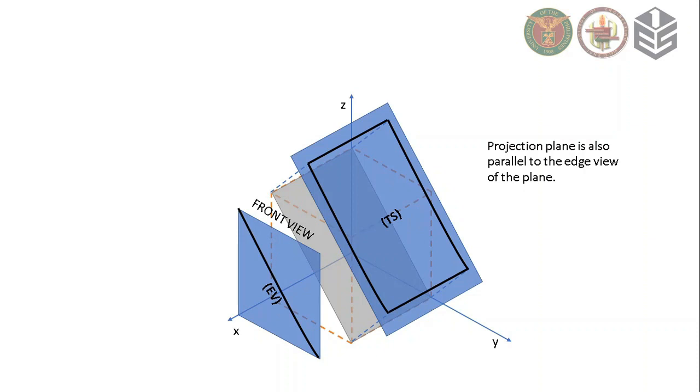Also, observe that the projection plane that will give us the TS is parallel to the edge view of the plane. So this projection plane is parallel to the edge view of the plane. Take note of this as we will be using this in drawing planes in orthographic drawing.